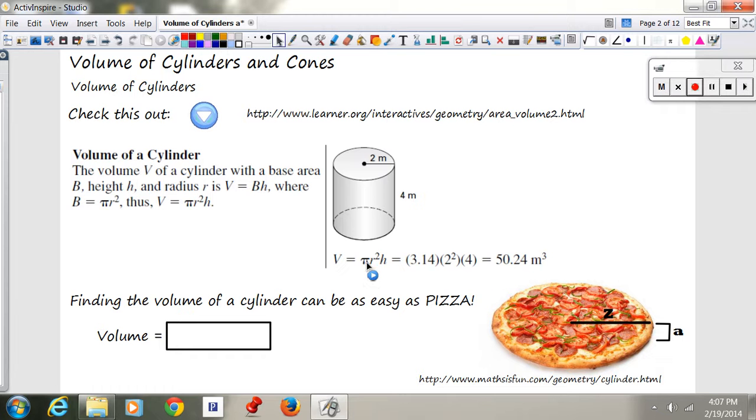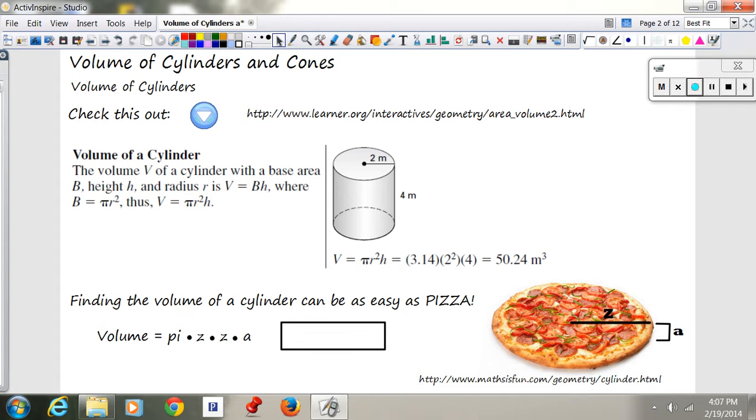So if we follow our formula up here, we have pi times the radius squared times the height. In my formula here, pi is 3.14, so I got pi. My radius is z, and I need the radius squared, so I need z squared. Z squared means z times z. And then my height, my thickness, is a, and you're going to multiply by the height. And really, you just remember the word pizza, and you'll know how to find the volume. So it's as easy as pizza.